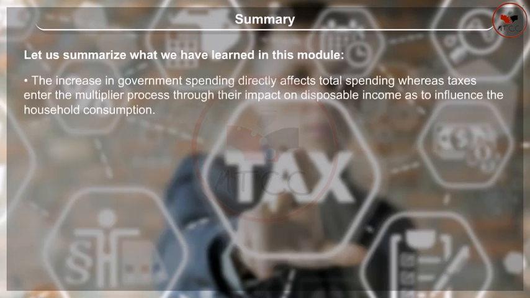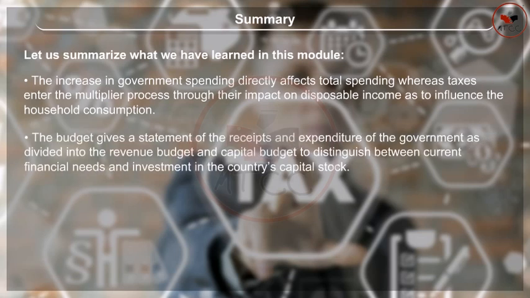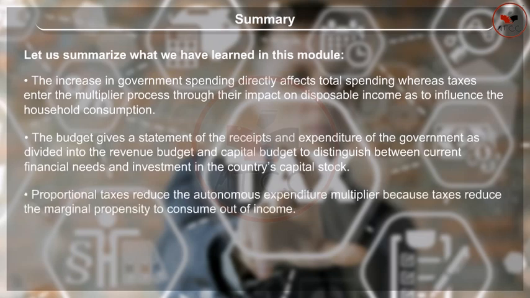The increase in government spending directly affects total spending, whereas taxes enter the multiplier process through their impact on disposable income, which influences household consumption. The budget gives a statement of the receipts and expenditure of the government, divided into the revenue budget and capital budget to distinguish between current financial needs and investment in the country's capital stock. Proportional taxes reduce the autonomous expenditure multiplier because taxes reduce the marginal propensity to consume out of income.